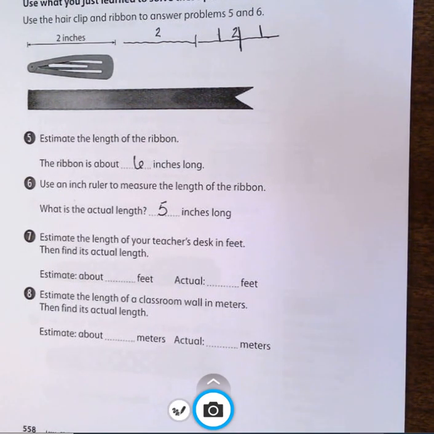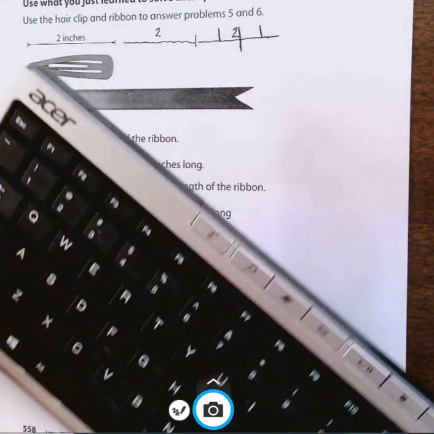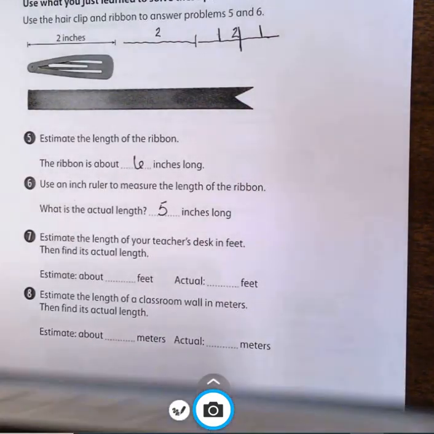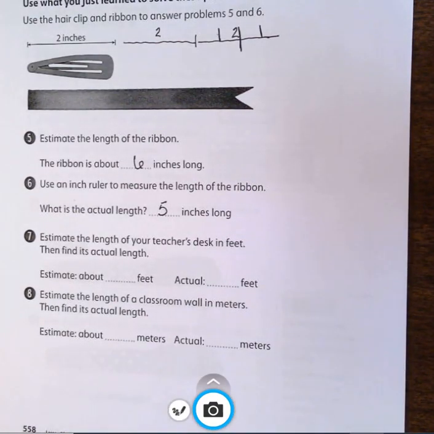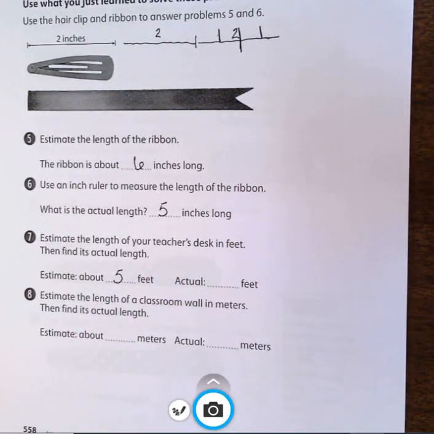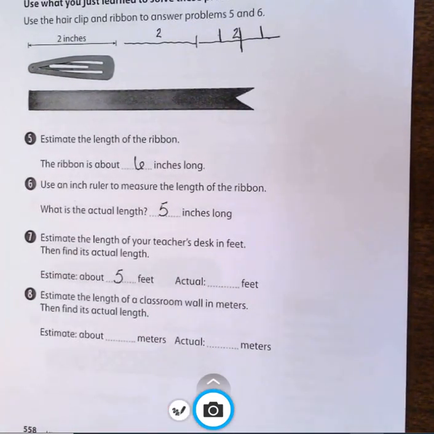I used, instead of my ruler, I used my keyboard, which is about a foot, to measure it. 1, 2, 3, 4, 5. And I could fit my keyboard about 5. I'd say it's about 5 feet using my keyboard, which is about a foot, if you compare it with the ruler. Okay, now it wants me to measure it exactly. So I'm going to do that.